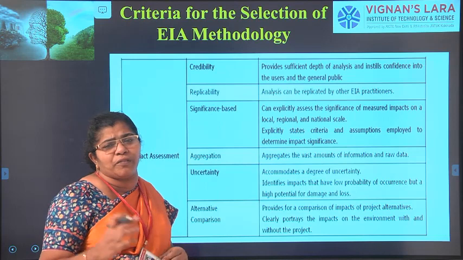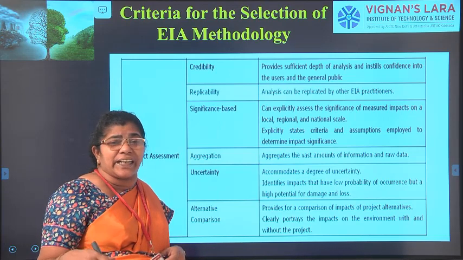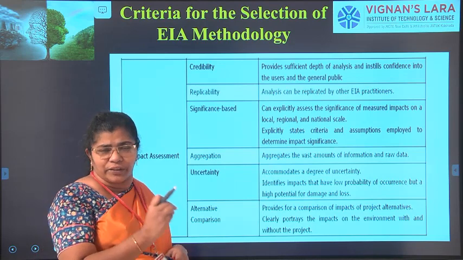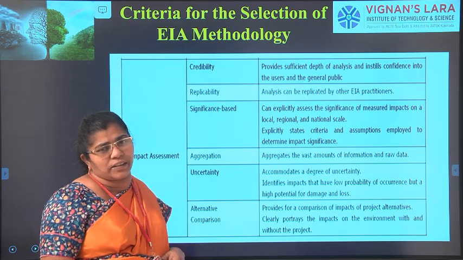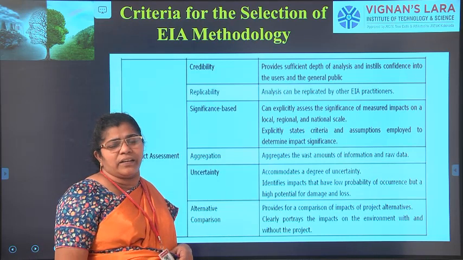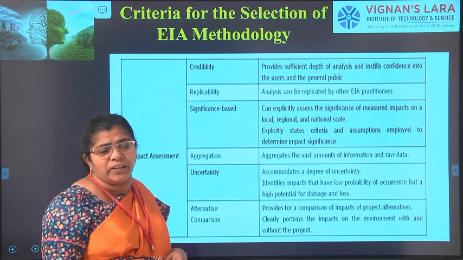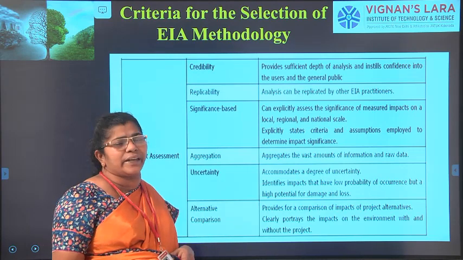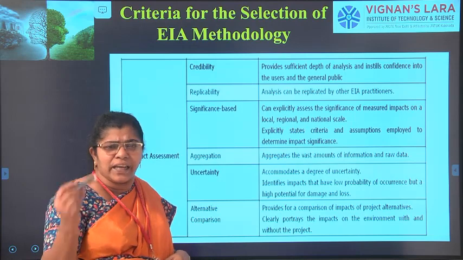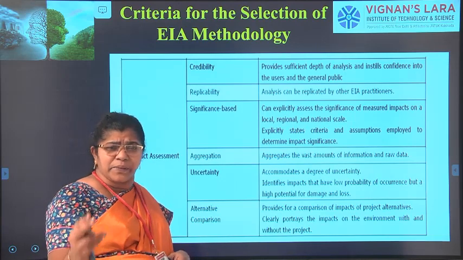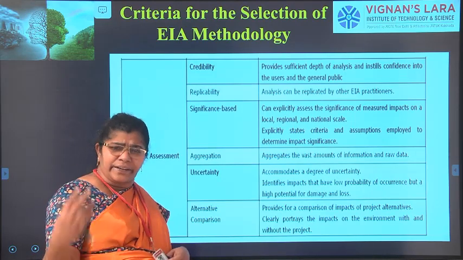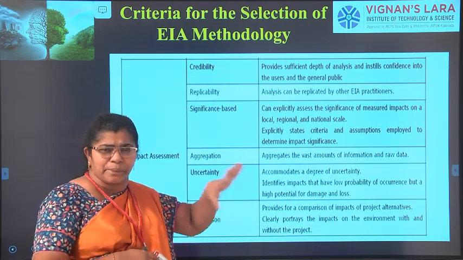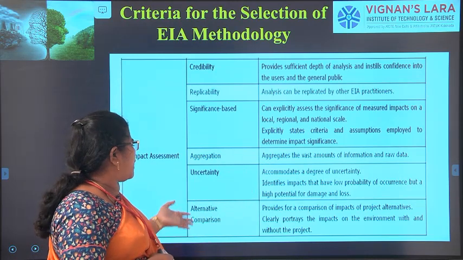Aggregation, the amount of information from raw data. We can have thousands of raw data, but how much raw data are we going to take to study the impact on the environment? We need not take all thousands of data. Maybe in 1000 data, some 200 may be of very good significance, and we can take that. Sometimes there may be only 10 data, and those 10 may be very significant. We have to find out all the data, aggregate it, separate it, and use it.